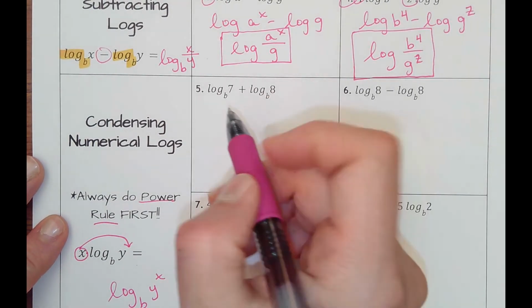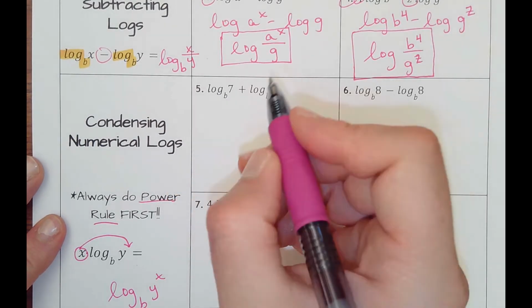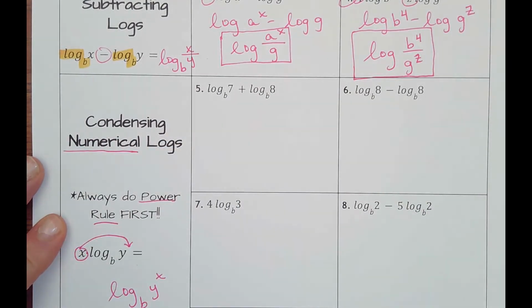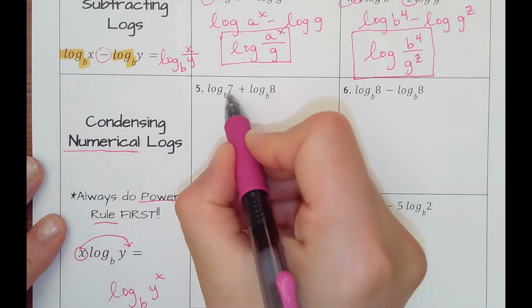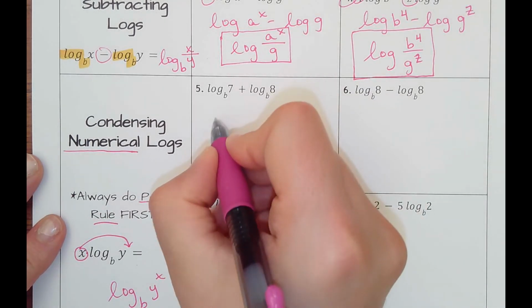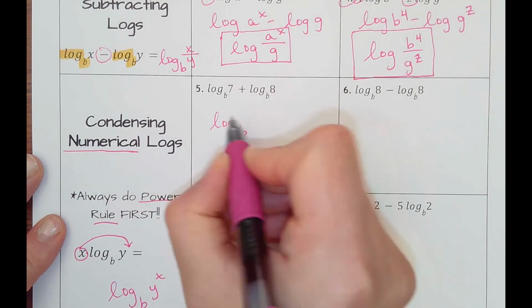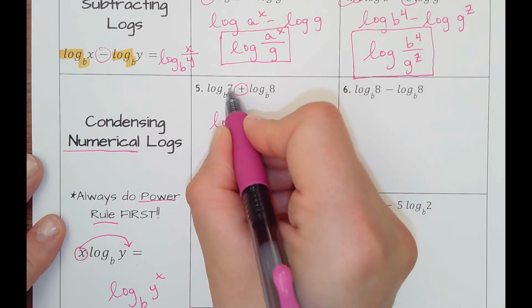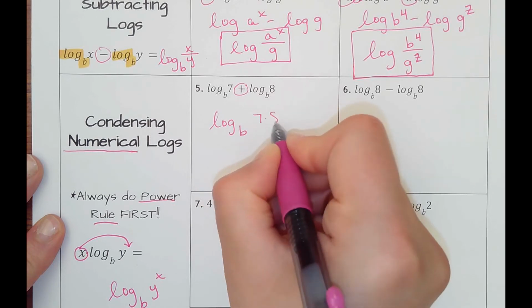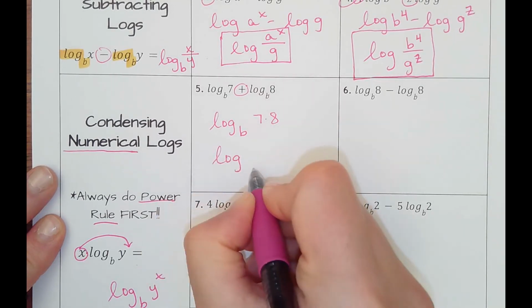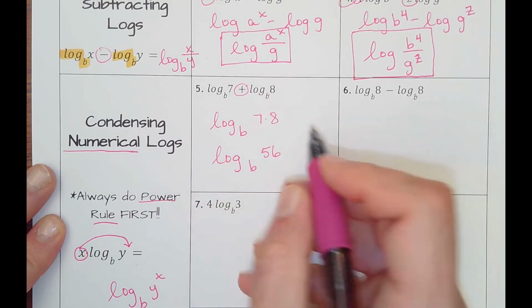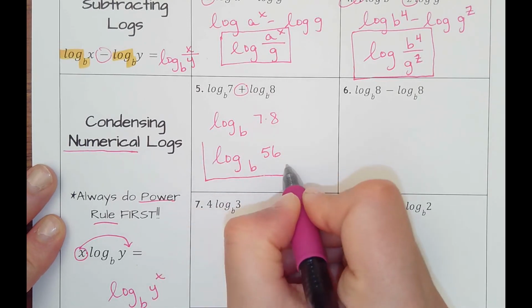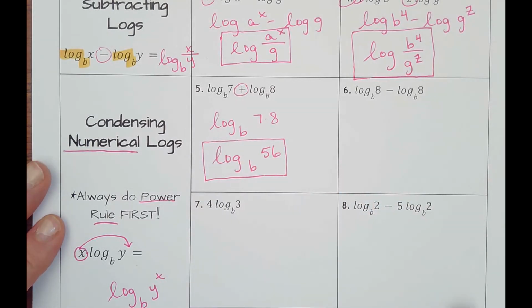Okay, so number 5, we have bases here, and these are going to be numerical. They have an actual value instead of just having variables. So this would be log with that common base of b. See how they both have it? We are adding our logs, so to put them together, we're going to do 7 times 8, which is 56. There's no ability to solve this. They're just wanting you to simplify it into a single log like that.